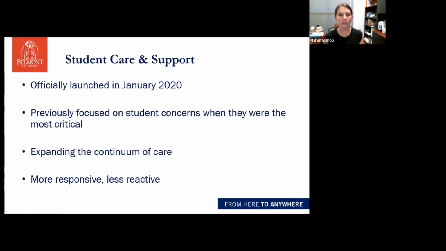Now for Student Care and Support, our office officially launched in January 2020. We existed prior to that, and we were called the Student Concerns Office. So previously we were focused more on student concerns where they got more to a crisis level. And so with this focus on student care and support, we're moving more to looking at a continuum of care and being more responsive as we work with our students.